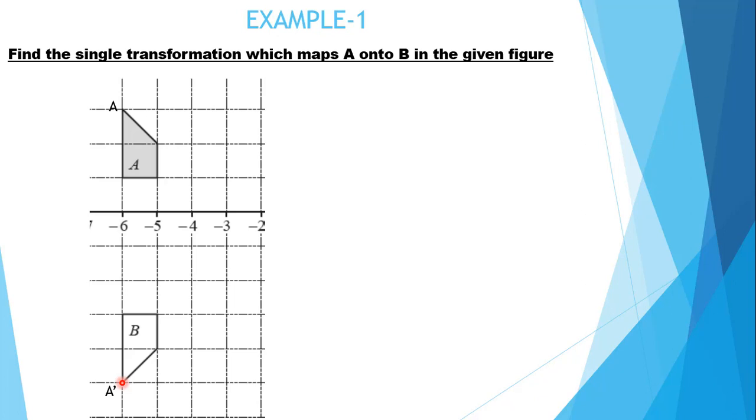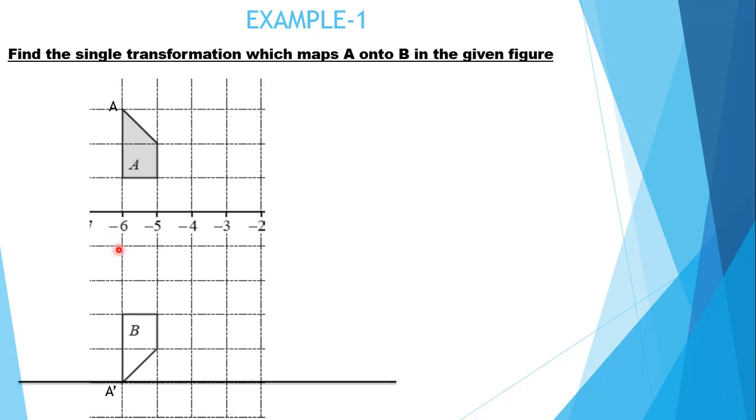Now if we consider the distance between these 2 points, 1, 2, 3, 4, 5, 6, 7 and 8, they are 8 units apart. And this clearly indicates that every point of this figure is representing the reflection of the figure A. The line of reflection will be at the center of the distance between A and A dash. It is going to be 4 units from A and 4 units from A dash. So 1, 2, 3, 4. So the line of reflection should be somewhere over here.